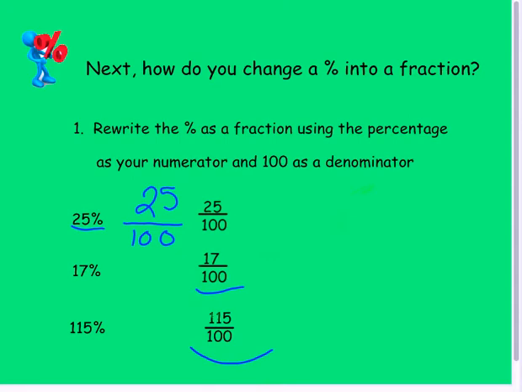Even if it is a percent above 100, you still show it as a fraction as 115 over 100, and as a decimal that would be 1.15 as your decimal. So now let's move on.